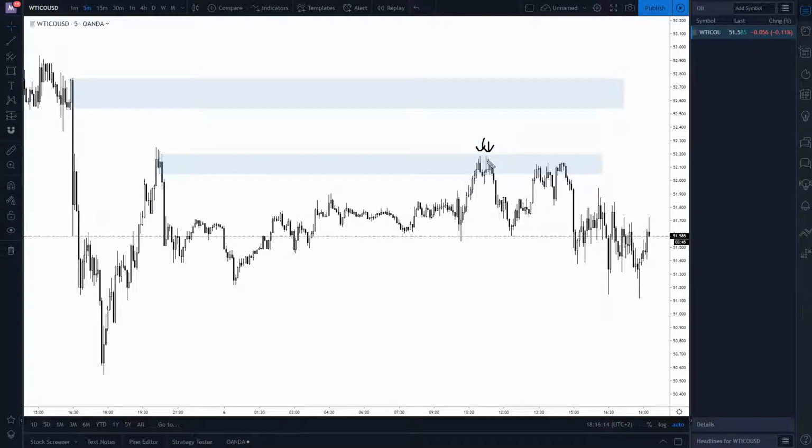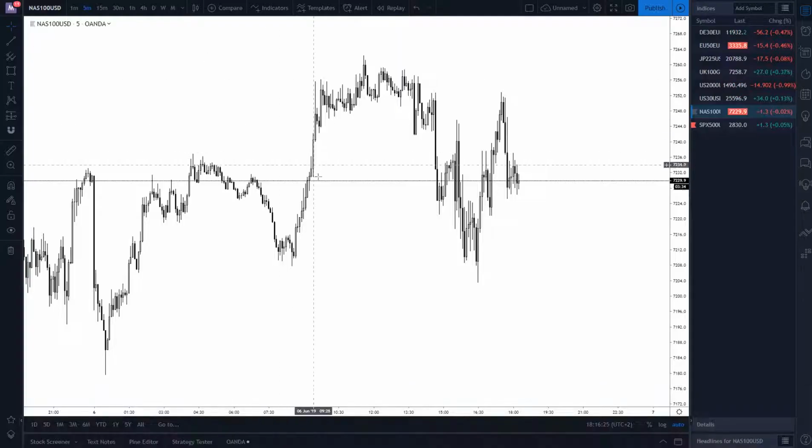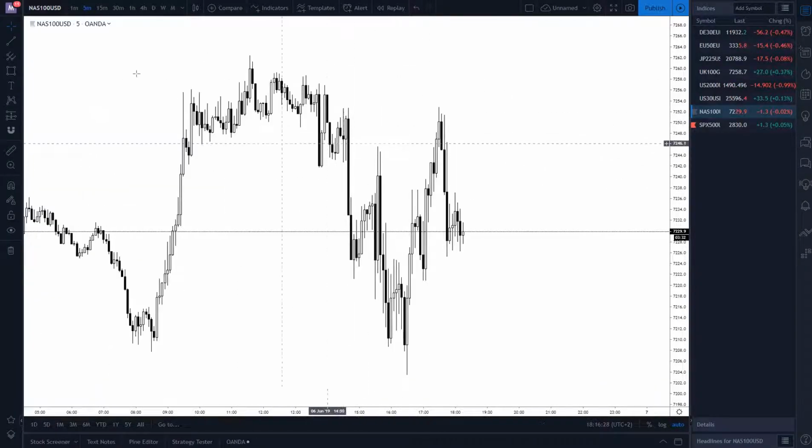We have a double top here, with a break, and then one more test and next break. So this is just a quick example on oil. And what do we have here? For example, the Nasdaq.